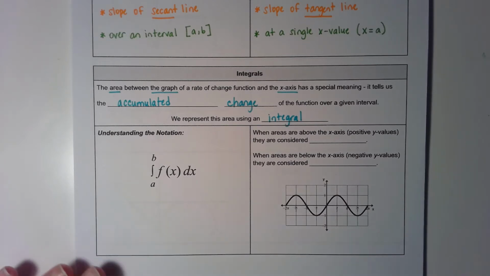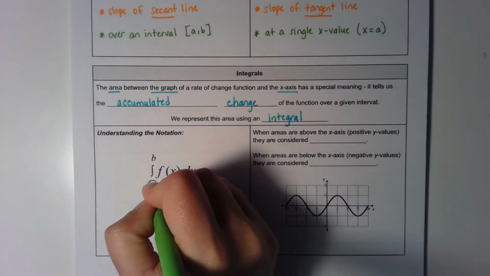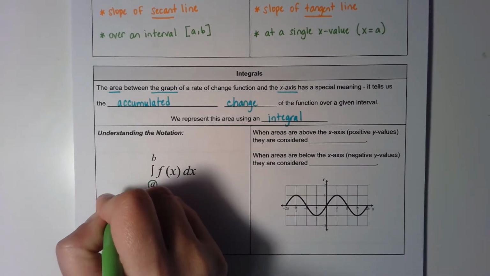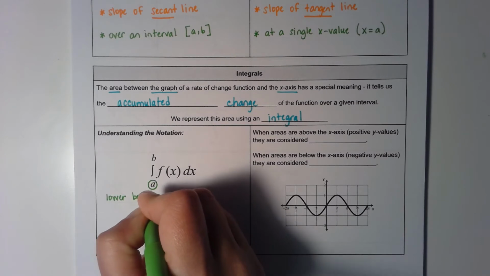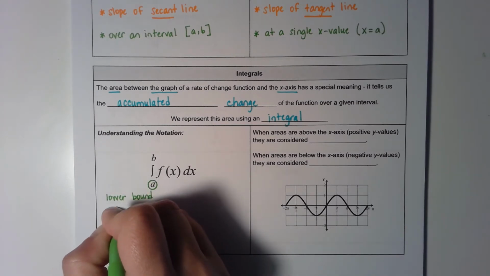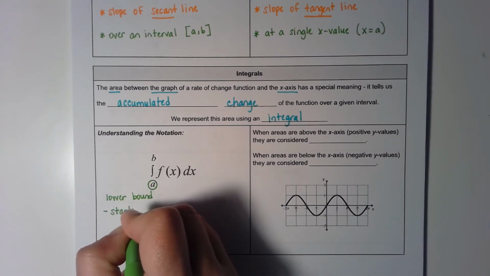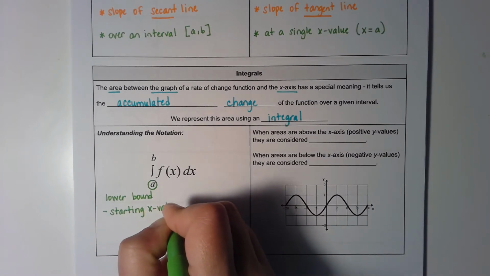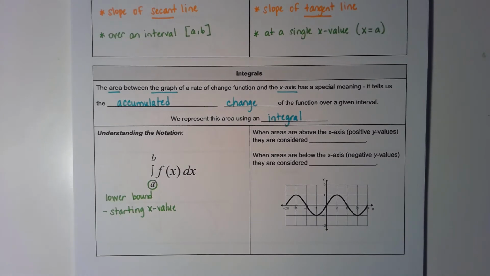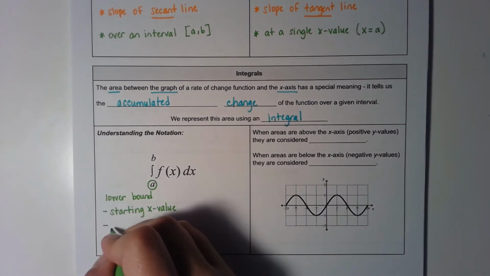The lower number here is what's called the lower bound, and that number tells us the starting x value. So where do you start on the graph when you want to find your area? It should always be the lower number.